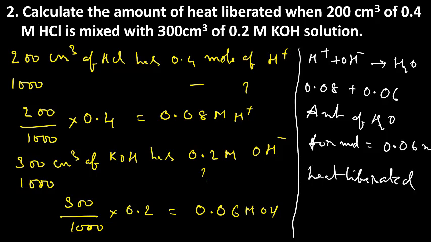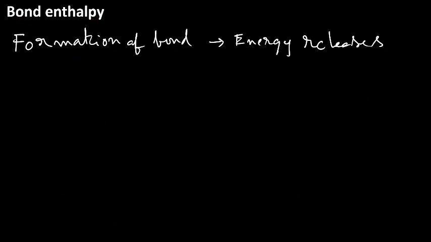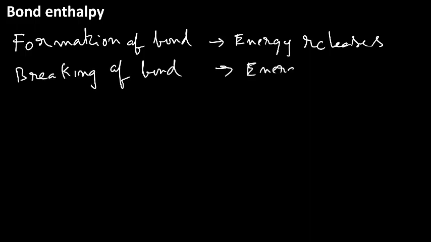Therefore, heat liberated is equal to 57.1 into 0.06. If you multiply 57.1 and 0.06, we get 3426. The decimal should be kept before 3 places. Therefore, the amount of heat liberated is 3.426 kilojoule. Now let us discuss the bond enthalpy. During the formation of a bond, energy is released, and during the breaking of a bond, energy is absorbed.